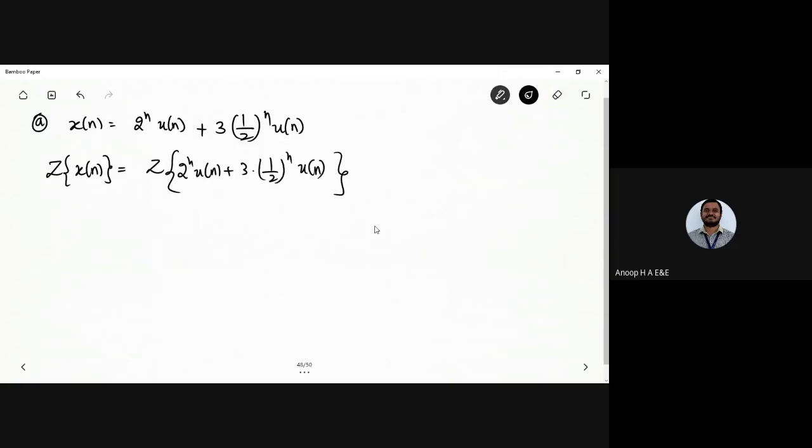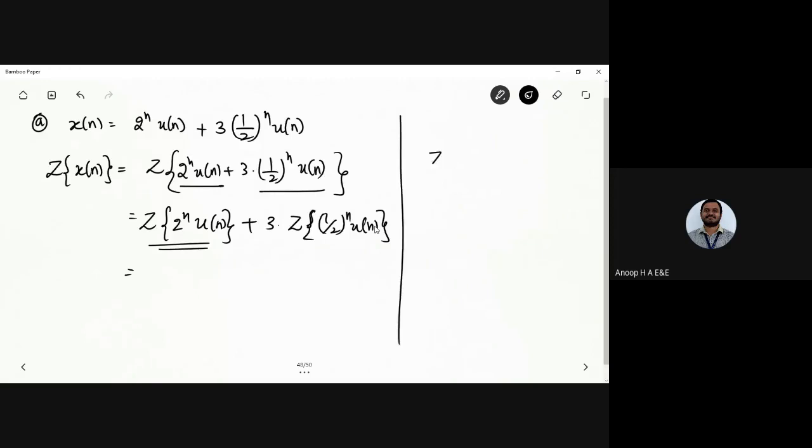So how can I write it? I can write it as the z transform of 2 power n u of n. The z transform of individual signals can be applied, plus 3 times the z transform of (1 by 2) power n u of n. So what is its z transform? Can anyone tell me what is the z transform of 2 power n u of n? Z divided by z minus 2.